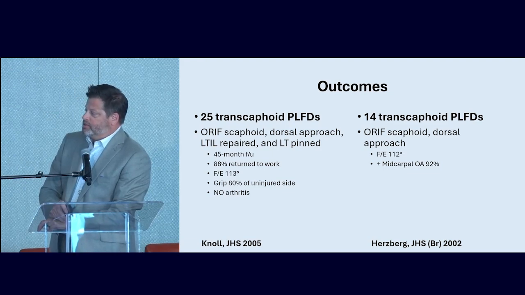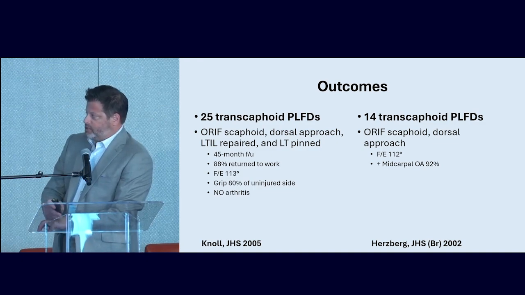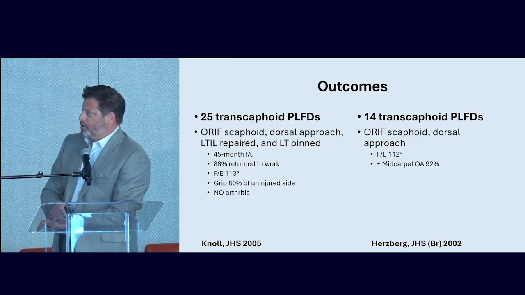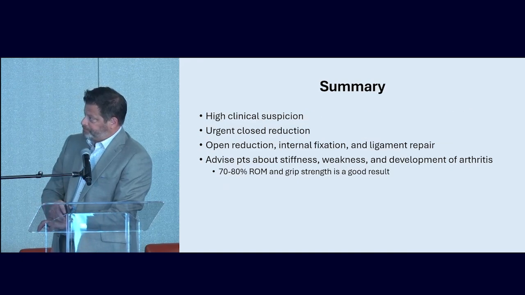But here you see 2 studies, 25 and 14 patients, with okay outcomes. In the first study by Knoll, there was 89% return to work. The flexion extension is 113 degrees. And no arthritis in that study, which is somewhat unusual. In the Hertzberg paper, with only 14 patients, I don't know what you can take away from that, but a lot of midcarpal arthritis with a similar flexion extension range as in the other paper.